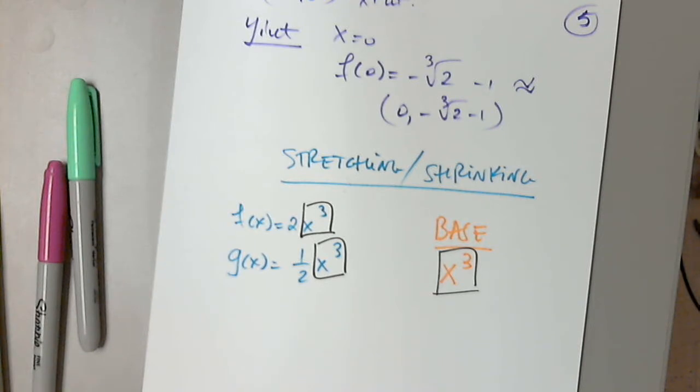It's the same x cubed. No change. What changes then is the number outside. The number outside means y changes. Y is x cubed. Now here y is 2x cubed. Now here y is 1/2 x cubed. So this is a transformation on y.